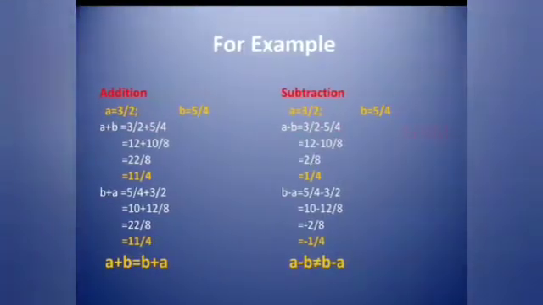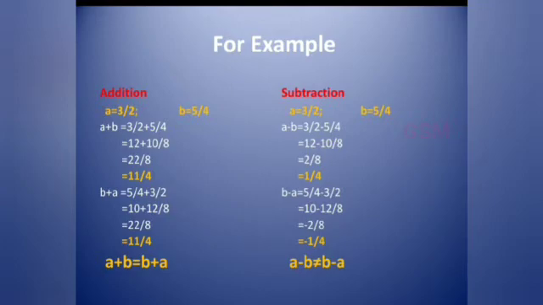For example, addition. Let a is equal to 3 by 2 and b is equal to 5 by 4. First you find the value of a plus b. So 3 by 2 plus 5 by 4. There are two methods, one using the LCM and another using the cross multiplication method. So 3 4s are 12, 2 5s are 10. So 12 plus 10 divided by 2 4s are 8. That is 22 divided by 8. Simplified, it is 11 by 4.